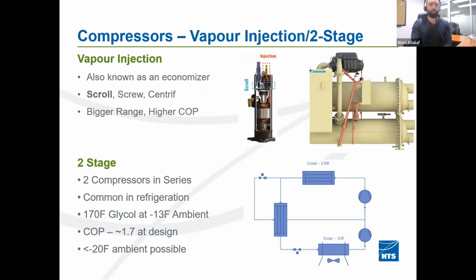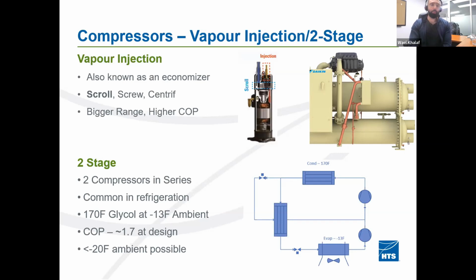And this is where I touch on vapor injection. So vapor injection is essentially an economizer. We call it differently depending on which compressor we're looking at. I'll call it vapor injection when I'm using it on a scroll, but we'll just call it an economizer whenever we're using it on a centrifugal chiller. What this allows us to do is get a bigger range of operation and also achieve higher efficiencies and higher temperatures when used with a particular compressor.